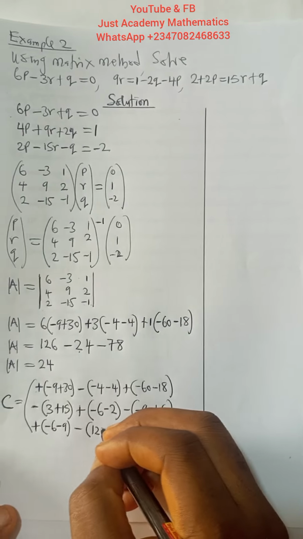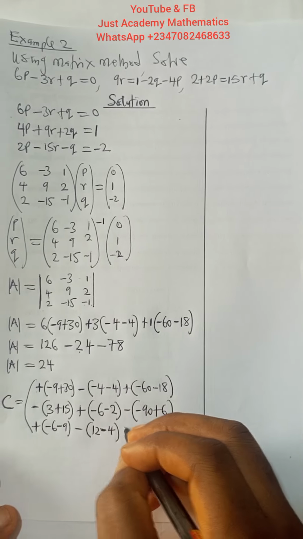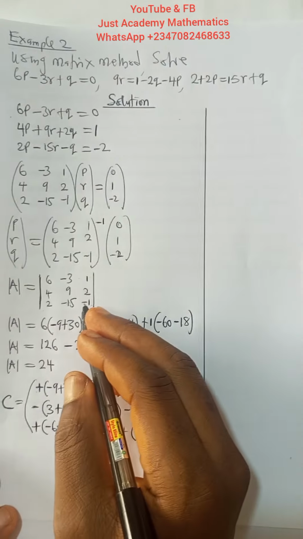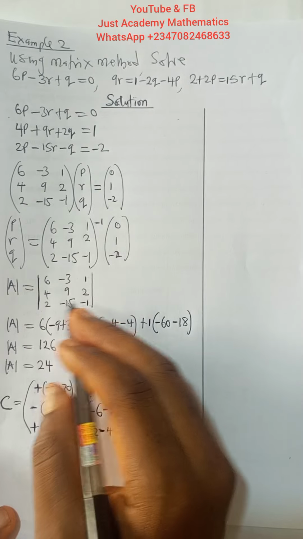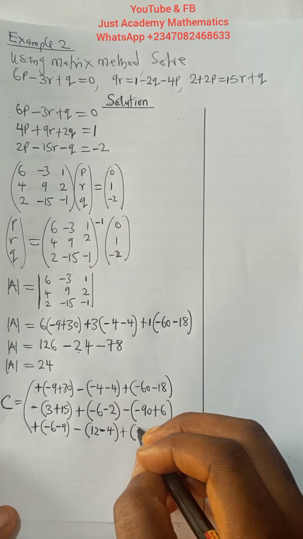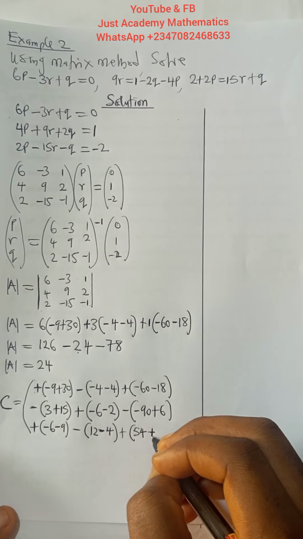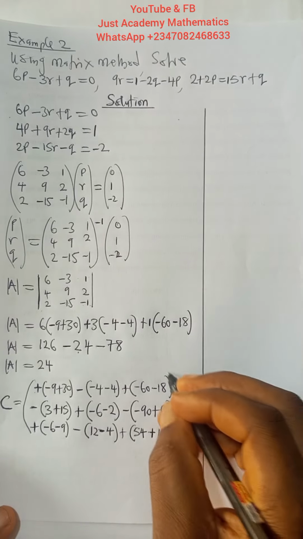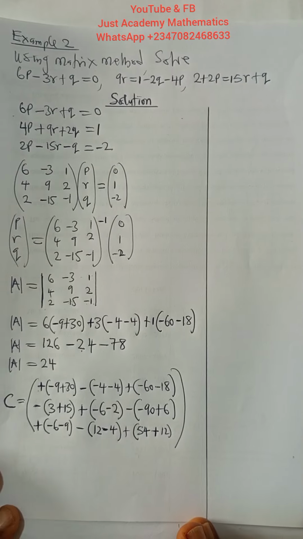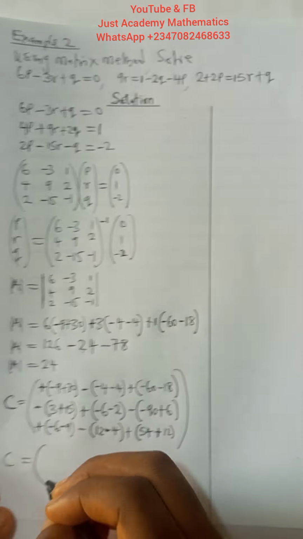Minus 4 times 1 is what? 4. Or 1 times 4, 4. Plus, finally, we are here. 6 times 9, 54. Minus times minus, plus 12. So this is the cofactor. So let's list out the elements of the cofactor properly.